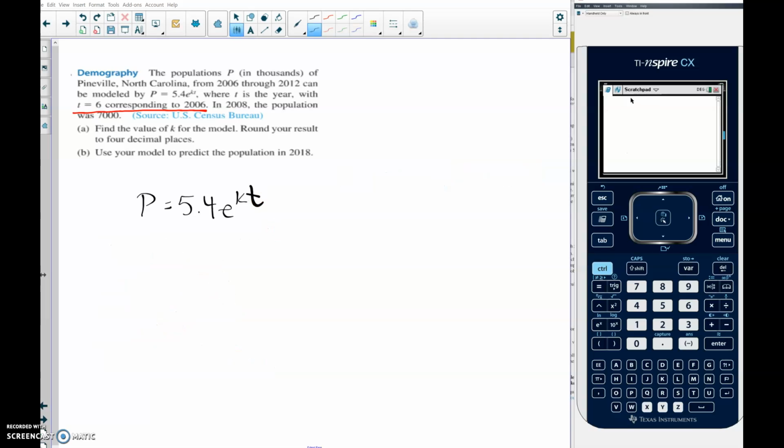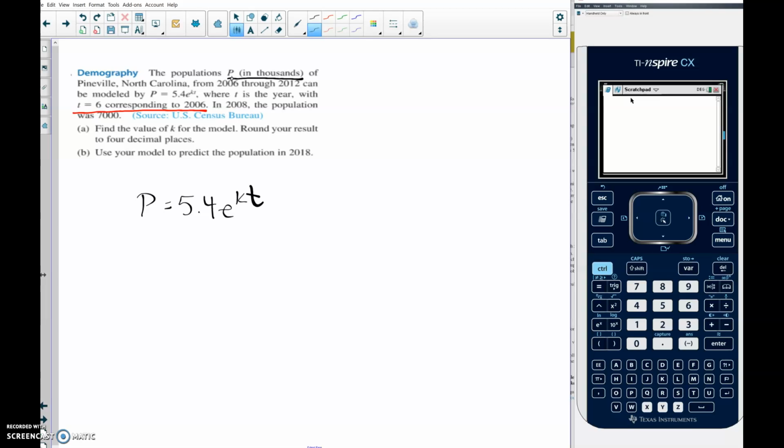Alright, so this equation here, population in thousands, t equals 6 is corresponding to 2006. That is similar to the previous example we just did. They are giving us an example. You guys talked to me after the PSAT talking about the constant k. What was that talking about? So that is something you are solving for, and once you solve for it, that is constant in your equation. Your input variable is t. That is the independent variable that can change.